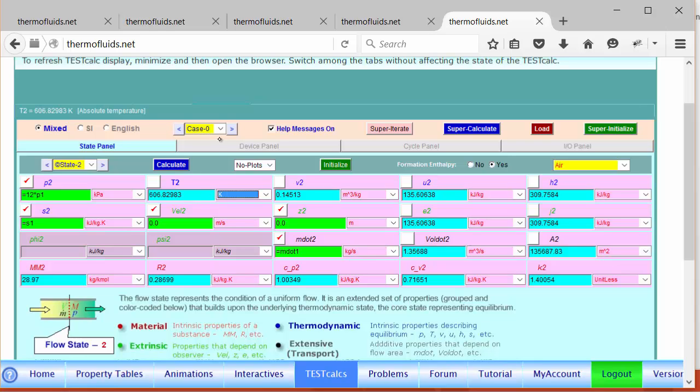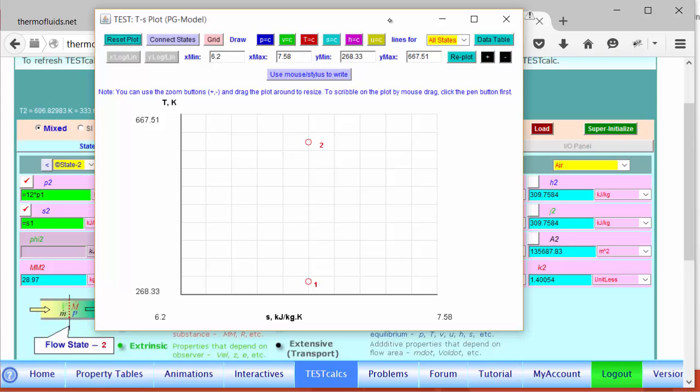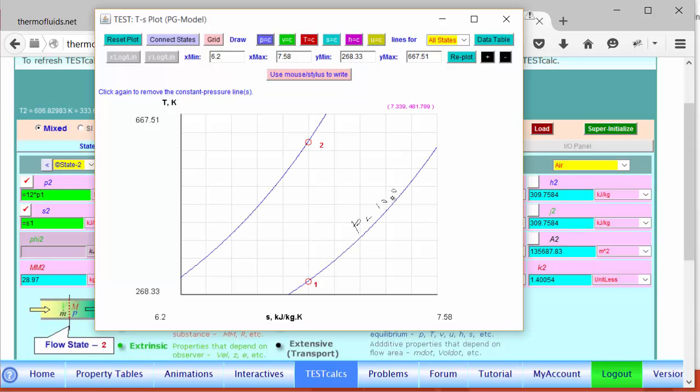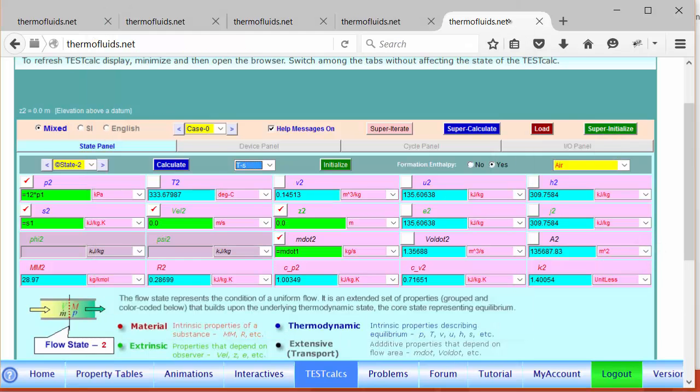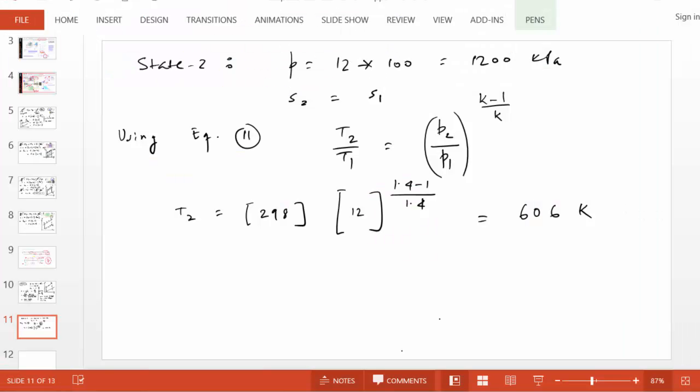But let's quickly draw a TS diagram to make sure we didn't make any mistake. And notice that states 1 and 2 lie on a constant entropy line. If we draw constant pressure lines, this will be the pressure equals 100 kPa line, and this is the pressure equals 1200 kPa line. And entropy remains constant. So the calculation is showing that we haven't made any mistake as far as the compressor goes.